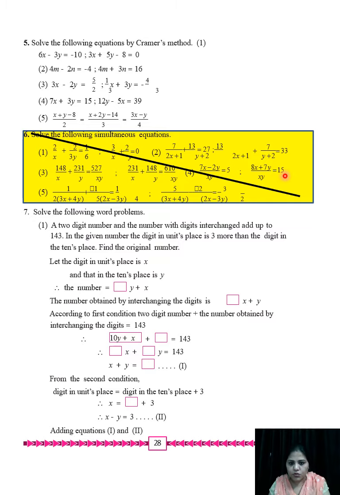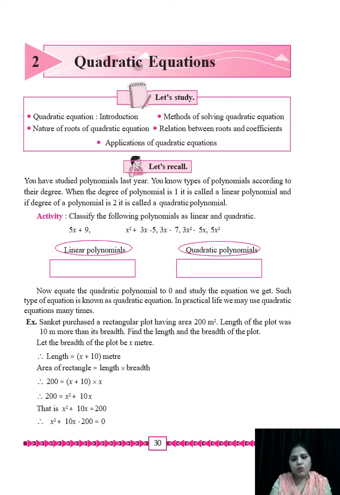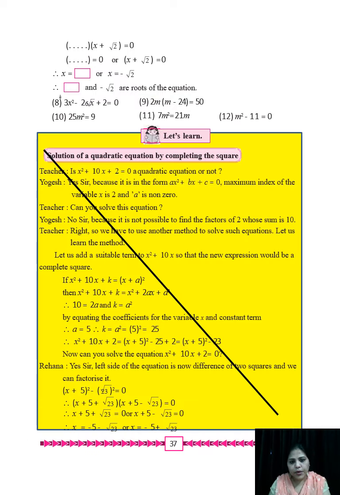All 5 sums. You don't have to solve them now. Okay. Now we'll move ahead to the second chapter, that is quadratic equation, and let's see what is being omitted in this chapter. See page number 37. Solution of quadratic equation by completing the square. It means what? Completing square method is no longer there.